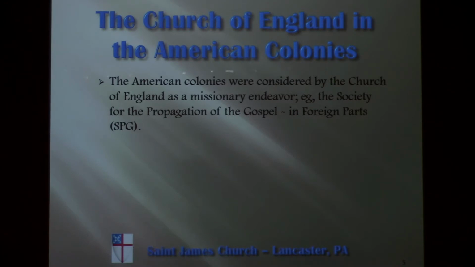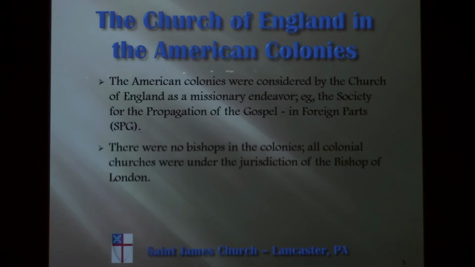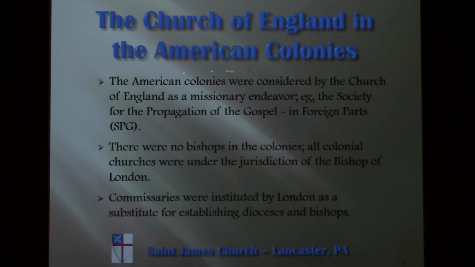So as the missionaries, England started to have a series of societies. One of them that we're most familiar with because it happens here in Pennsylvania is the Society for the Propagation of the Gospel, the SPG. And we'll hear more about that in a few minutes. So there were no bishops. All the way up to the Revolution, there were no bishops.